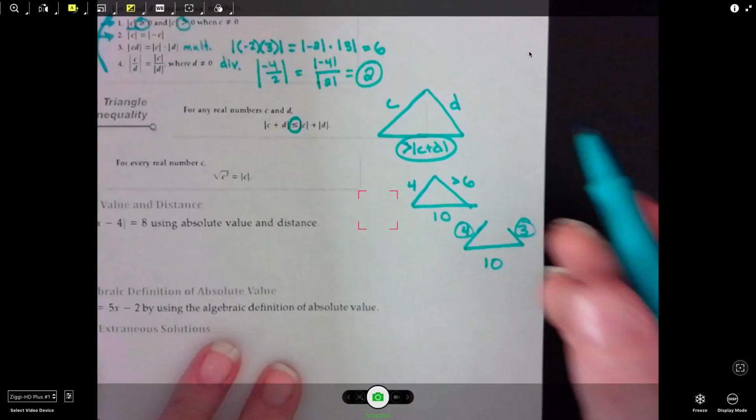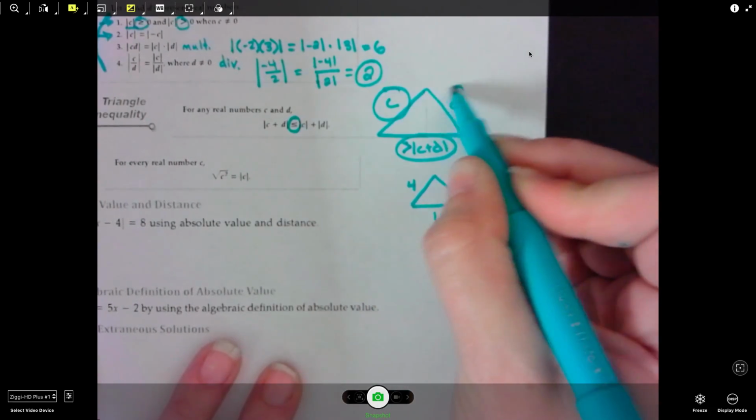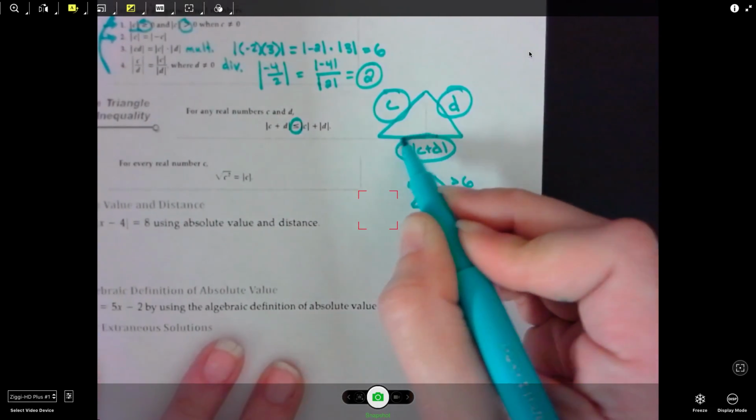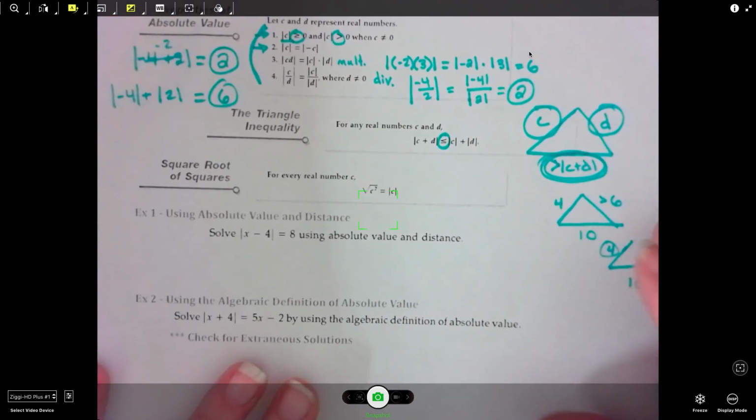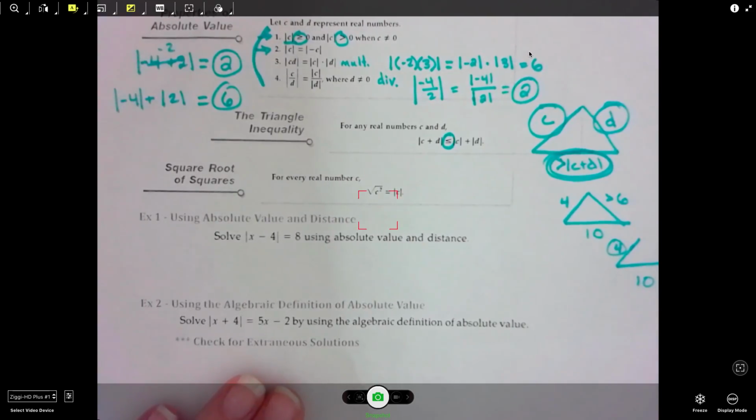So the triangle inequality says that this C plus this D has to be larger than what the third side is together. That's the property for addition when you're doing absolute values.